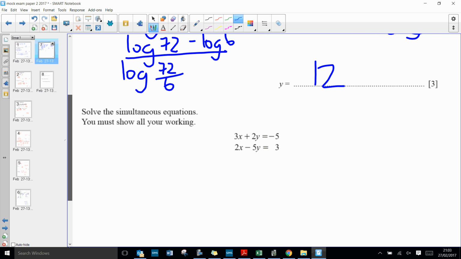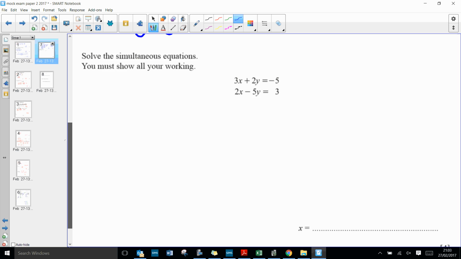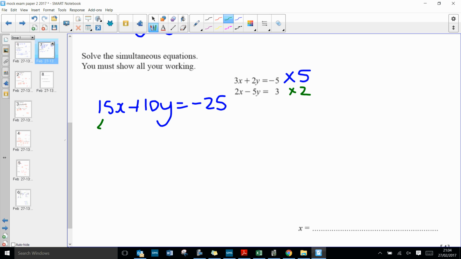Solve the simultaneous equations, you must show your working. So this is on the non-calculator paper, so we've got no choice but to do all our working. So remember we need to have the same coefficient in front of either the x's or the y's. So I'm going to multiply this whole equation by 5 and this equation by 2. So 15x plus 10y equals negative 25, and 4x minus 10y equals 6. There we can see that these two disappear when we add them.